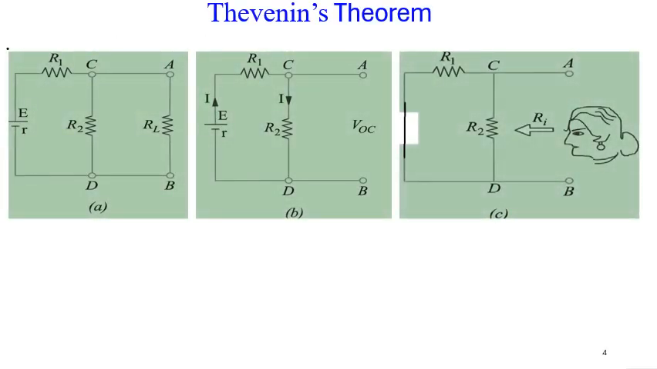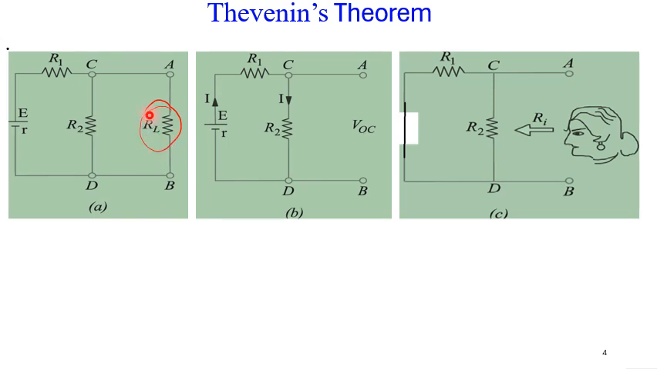This is a circuit I want to use to explain to you. Let's say they've given us this circuit and they are telling us to find the current passing through the load resistor RL. But the Thevenin principle tells us that we should remove the resistor we are looking for, the one we want to find the current through, from the circuit.